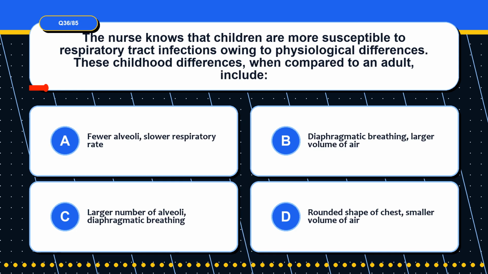Question 36. The nurse knows that children are more susceptible to respiratory tract infections owing to physiological differences. These childhood differences, when compared to an adult, include. Here are the options. Option A. Fewer alveoli, slower respiratory rate. Option B. Diaphragmatic breathing, larger volume of air. Option C. Larger number of alveoli, diaphragmatic breathing. Option D. Rounded shape of chest, smaller volume of air.